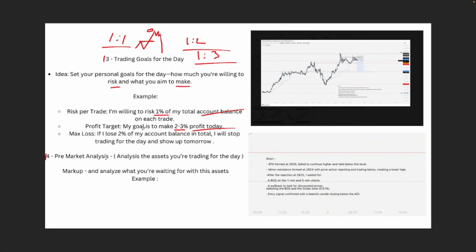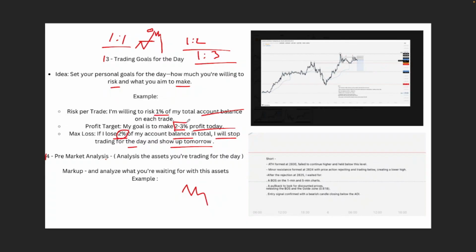Like I was saying a few minutes ago, if you lose 2% of your account balance, then you stop trading for that day and you show up tomorrow, right? Always follow the plan. Because again, if you risk more than 2%, what are you doing there? You're overtrading. You're over-risking, which is going to make you lose more money. And this is why it's very important to follow the plan.